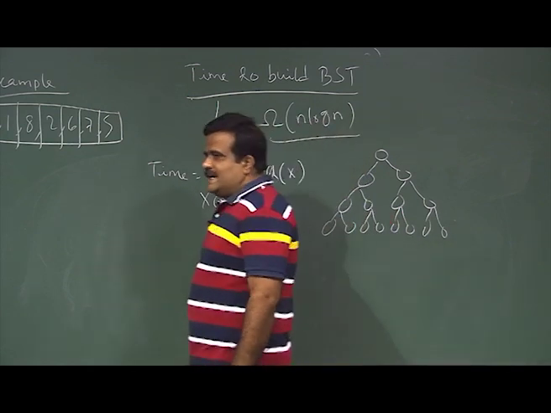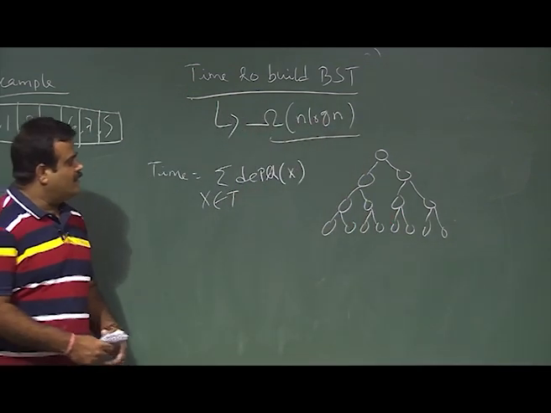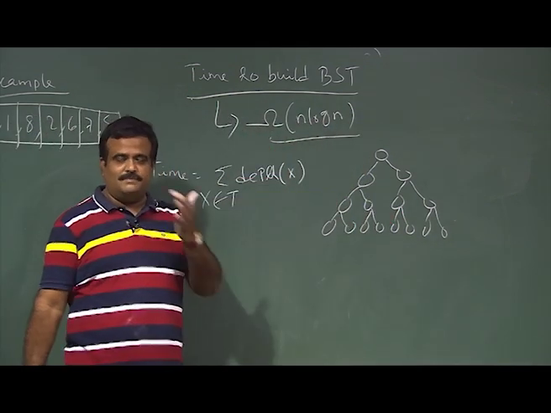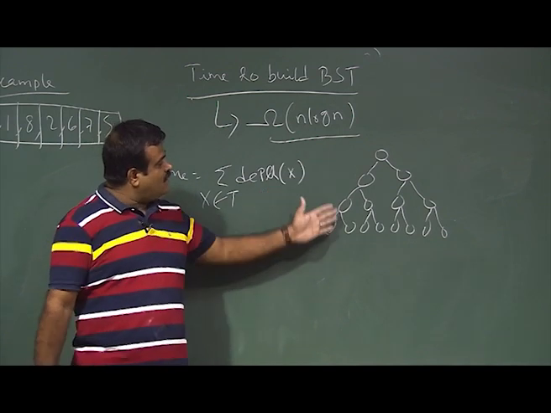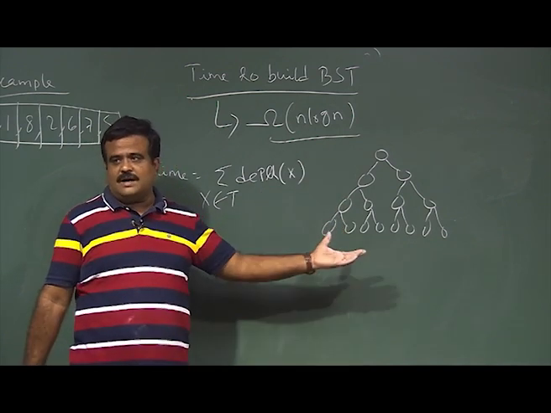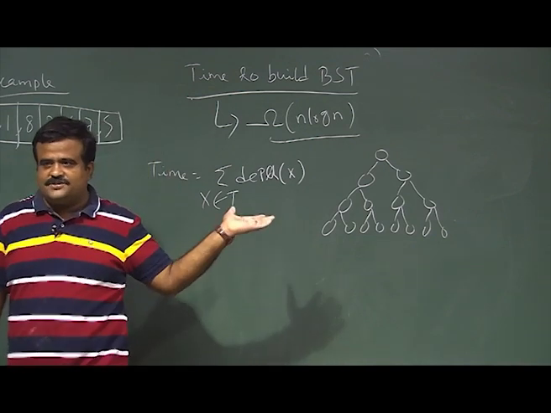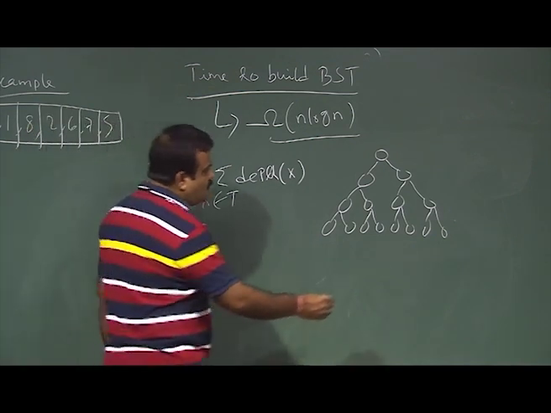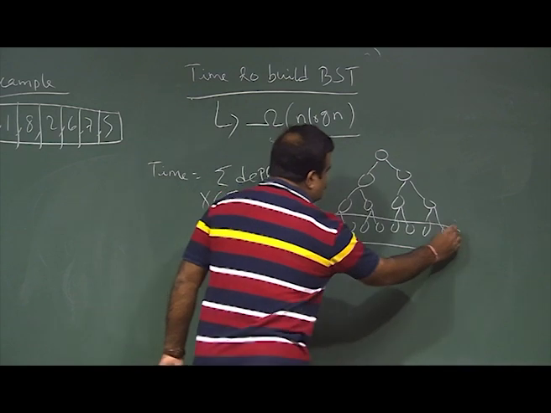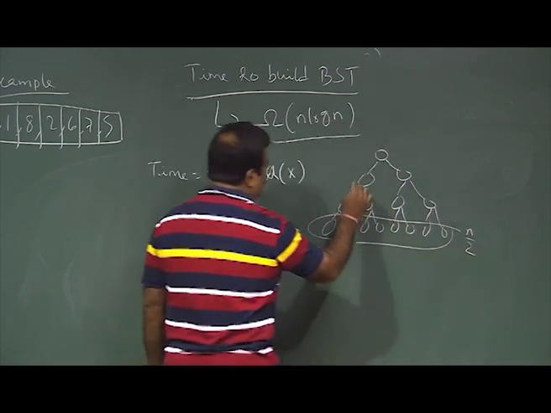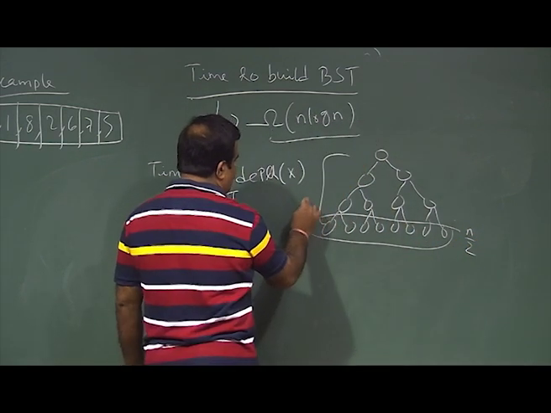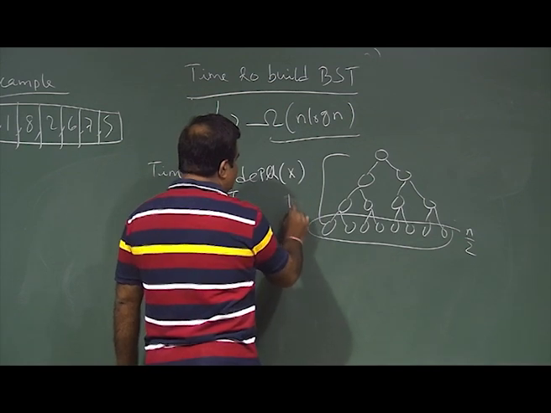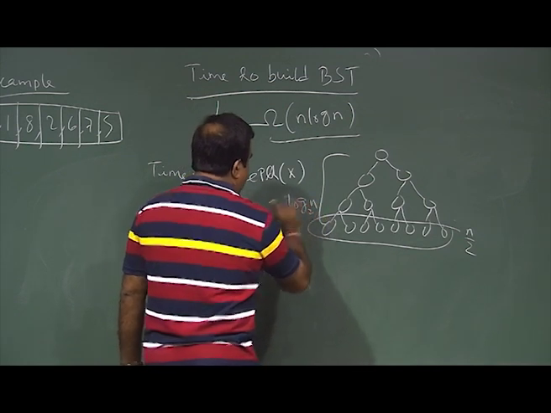If the tree is balanced, suppose there are n nodes, this is a balanced tree. Now how much time will it take to insert, to build such a tree? So, how many nodes are there here in the leaves? There are basically n by 2 nodes. There are total n nodes, and this is the height. Height is basically log n base 2.